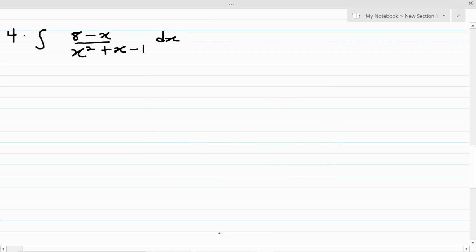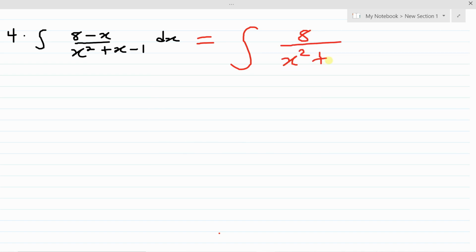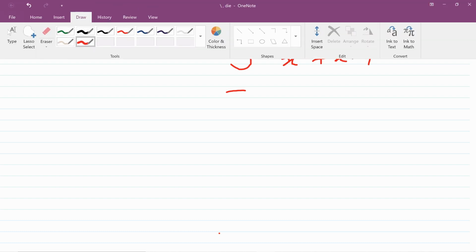Alright, so I have this question to solve. The problem is, how do I solve this? Now let's try to factor the denominator. Can we factor it? If you try to factorize this, I don't think it will be possible. So what we can do is just separate it. So this integral is going to be the integral of 8 over x squared plus x minus 1 dx, then minus, because there's a minus between the fractions. Let me remove the minus and the dx there.